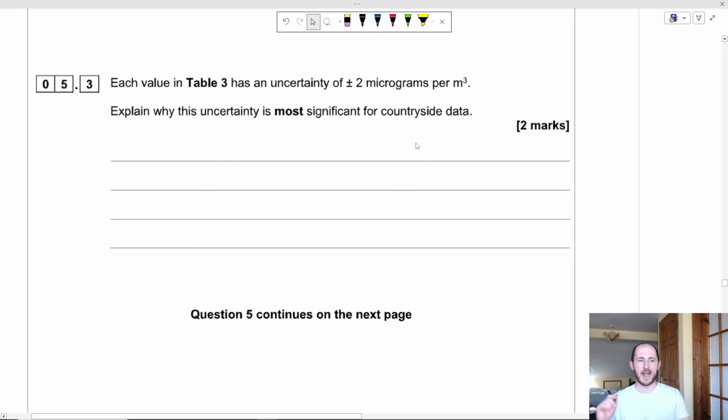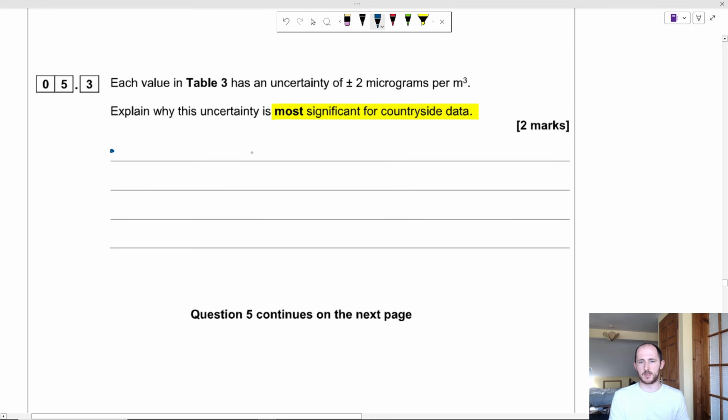Now I'm going to hack this a bit for you again, because we can kind of cheat, since they've given us the answer. It's most significant for the countryside data. I'm going to explain this scientifically after I've explained the hack. So we're going to cheat, and then I'm going to tell you exactly what it means scientifically. So remember this plus or minus 2, right? But for the hack, we just care about this sentence: most significant for countryside data. Why? And we have to explain.